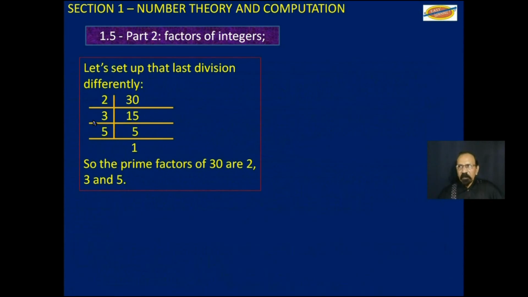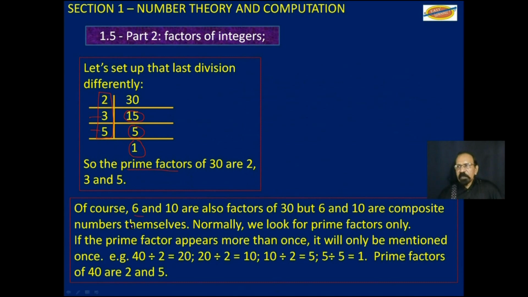Now let's set up that division that we just did slightly differently, like we are finding LCM. 30 divided by 2, we get 15. 15 divided by 3, we get 5. 5 divided by 5, we get 1. So we can see the prime factors on this left-hand side here are 2, 3, and 5. Of course, 6 and 10 are also factors of 30, but they are composite numbers themselves. Normally, we only look for the prime factors of these numbers.